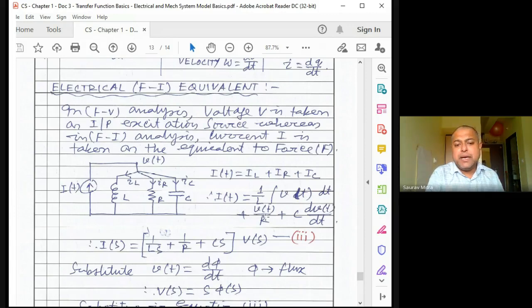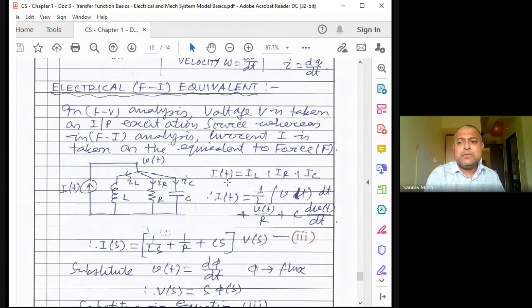IR is Vt by R. And what is the capacitive current? We know the equation Vc is equal to 1 by C integration of IC dt. You differentiate both sides and shift C. What you will find is IC is equal to C into dVc(t)/dt. This is the same thing we are finding.